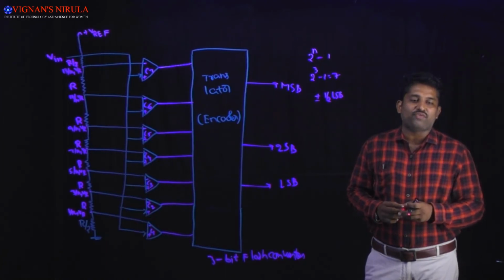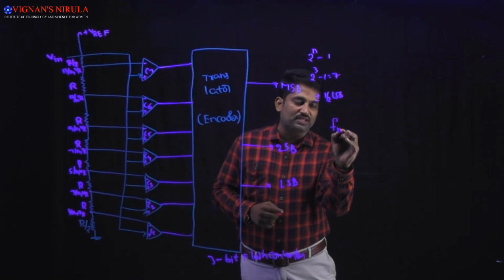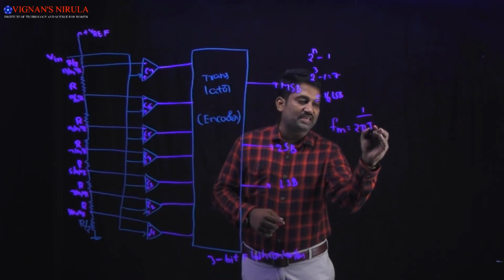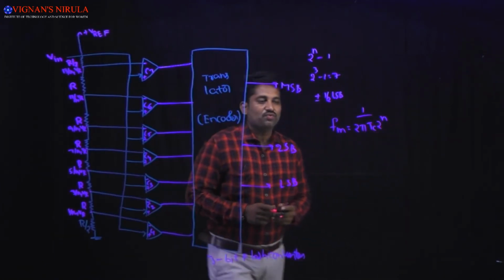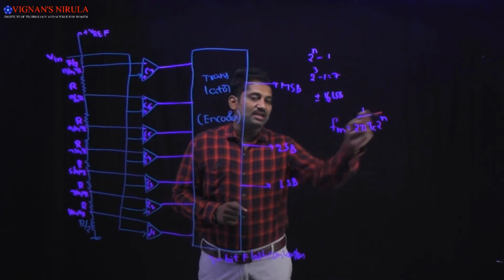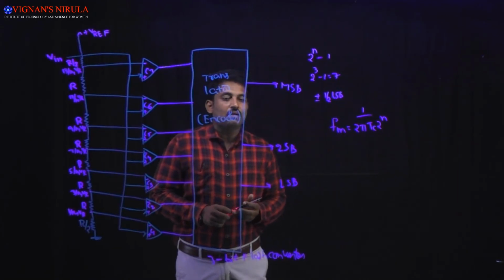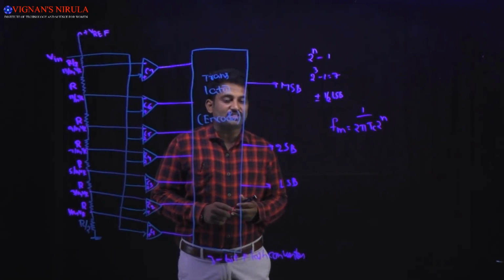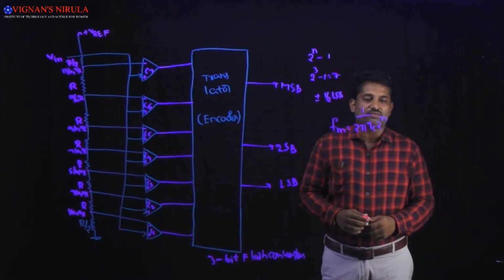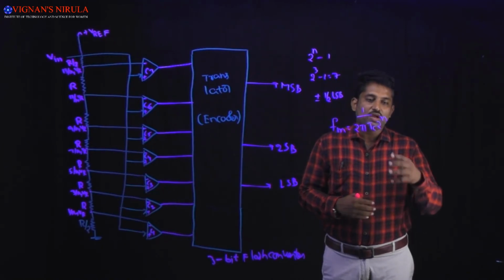minus half LSB. So the maximum input frequency is calculated as Fm = 1 / (2π × Tc × 2^n), where Tc is the conversion time, n represents the number of bits, and Fm is the maximum input frequency. The main advantage of this flash type A to D converter is that the conversion time is very low.